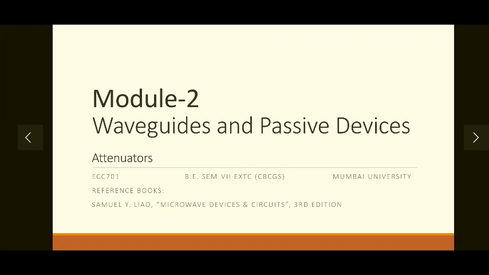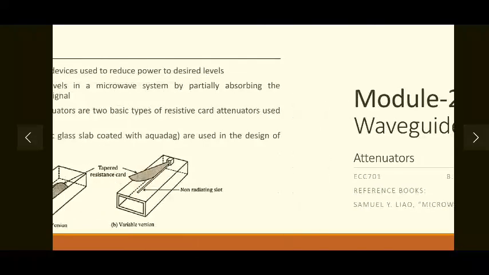In the last video, we have seen phase shifters and terminations, which are used in microwave circuits. In this video, we will see another type of passive device used in microwave circuits. They are called attenuators. So what are attenuators?